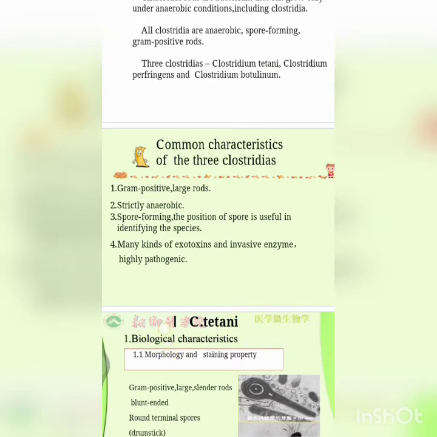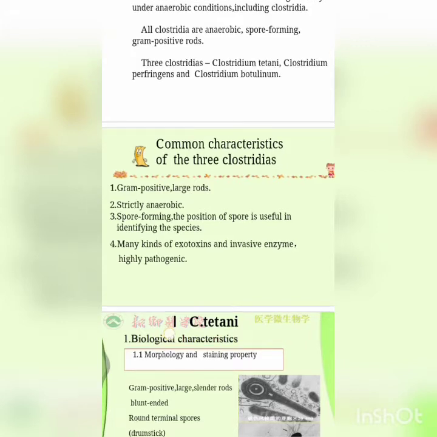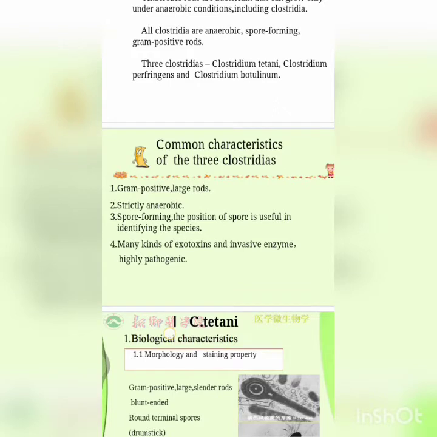They are gram positive large rods, because they are bacilli, and strictly anaerobic. They do not require oxygen, so they are obligate anaerobes. And they are spore forming. The position of the spore is useful to identify the species, and many kinds of exotoxins and also invasive enzymes, which are highly pathogenic, are produced by this tetani.